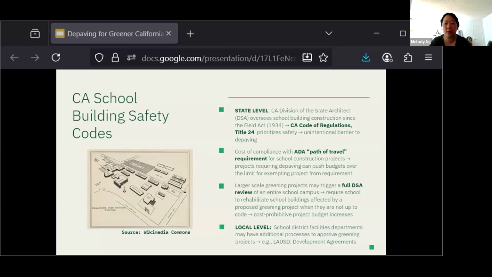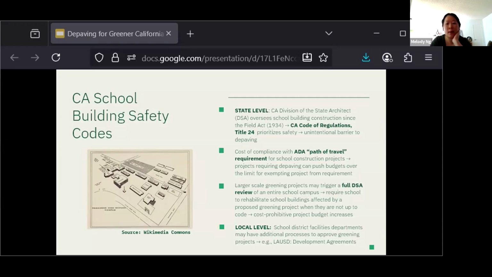But because of the many school facilities funding issues that were brought up earlier, many California schools have not been well maintained and they have backlogs of deferred maintenance projects. So as a result, schools might be required to rehab structures that aren't up to code before they can proceed with some greening projects. And this can significantly increase a project's budget if what you're paying for now is also backlogged maintenance projects.